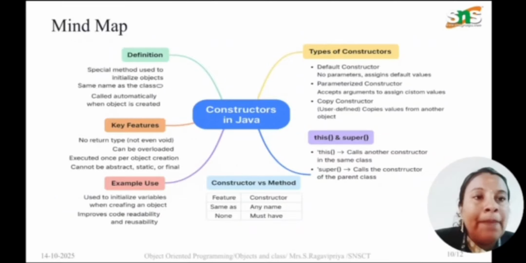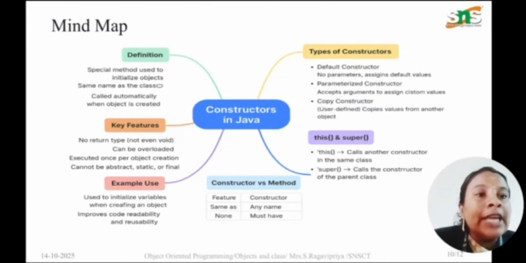So, mind map. Let us recall what we have discussed in this presentation. We have discussed constructors in Java. The definition: it is a special method used to initialize an object. The name should be the same as the class name. It is called automatically when an object is created.